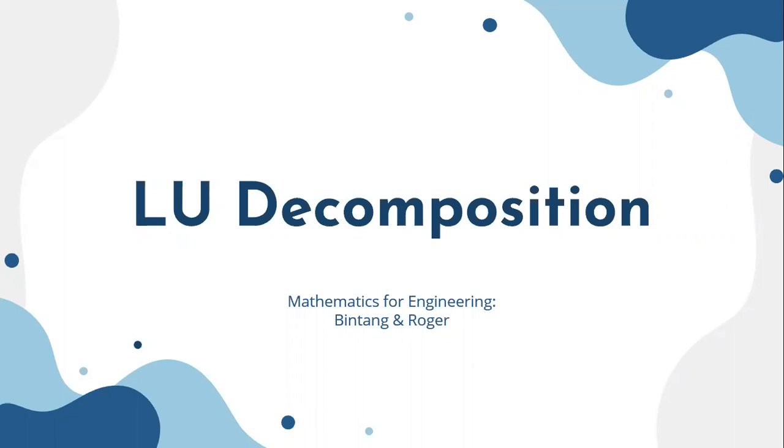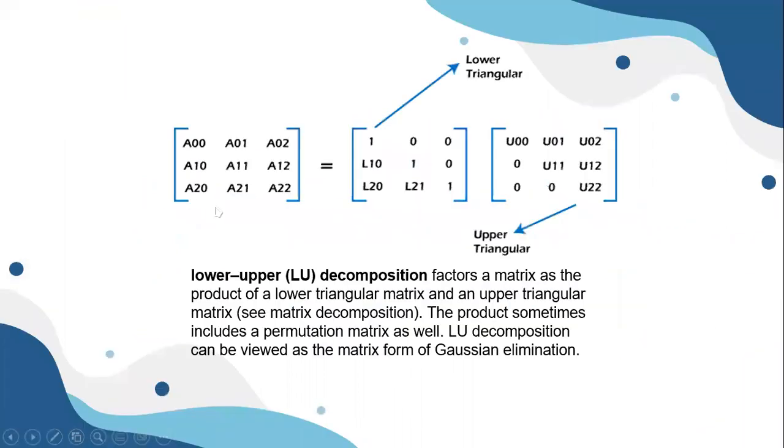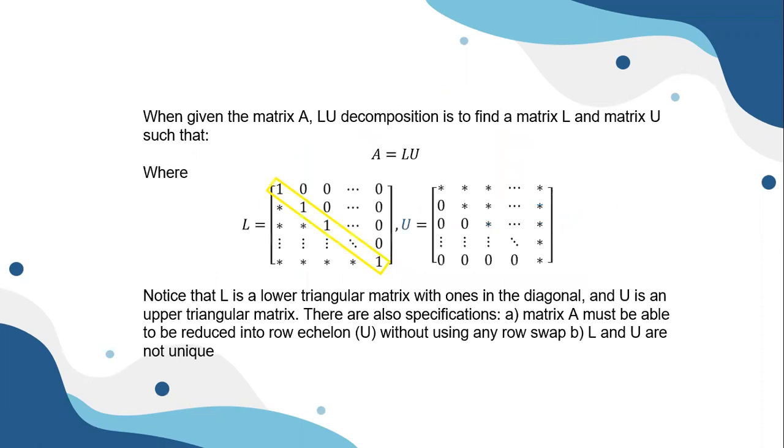Today we're going to talk about LU decomposition. What is LU decomposition? LU decomposition basically is a process that factors a matrix as the product of a lower triangular matrix and an upper triangular matrix. The product sometimes includes a permutation matrix as well. LU decomposition can be viewed as the matrix form of Gaussian elimination. And up here, you can see an example of the final form of LU decomposition.